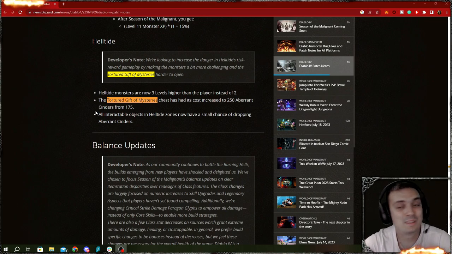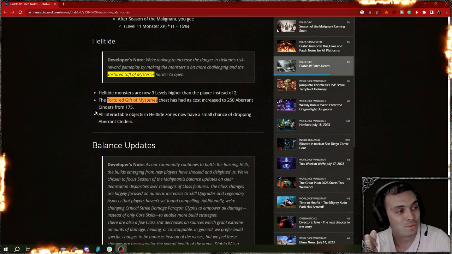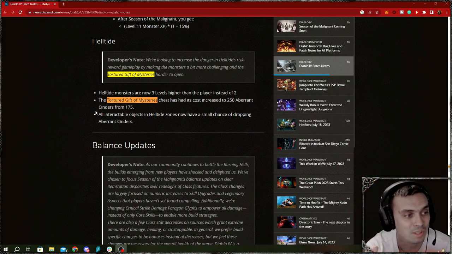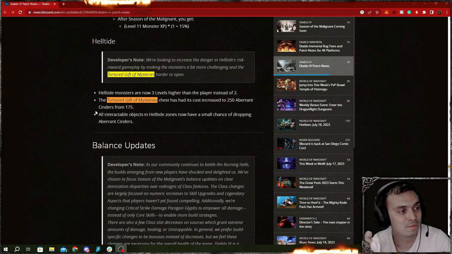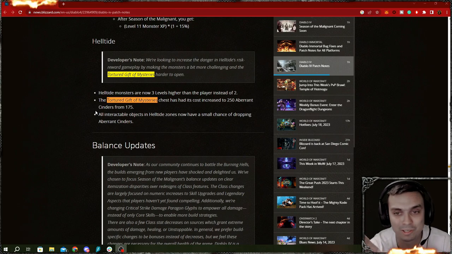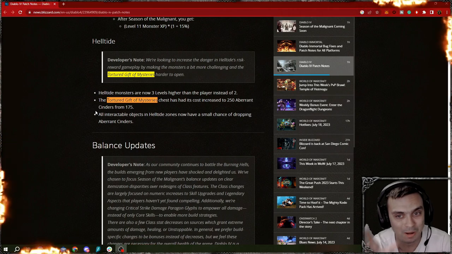So the price for the tortured gift of mysteries chest has increased, right? Now you gotta pay 250 cinders instead of 175. I did the Helltide, I had an hour of gameplay in Helltide, and I'm telling you, those cinder drops have been reduced a lot.